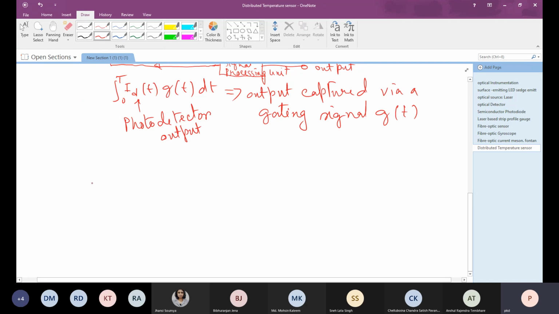Now this time would be counted in integer multiples of that 0.1 nanosecond. The same trigger generator also generates the phase trigger signal to the counter to shift this gating pulse.